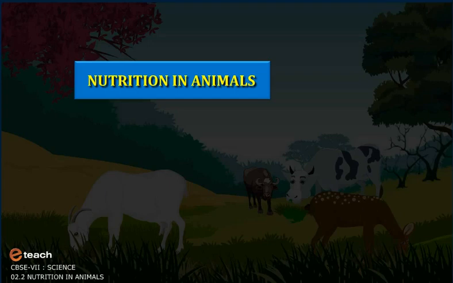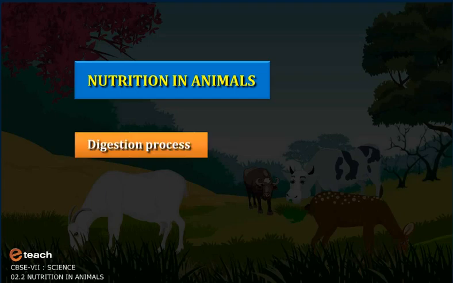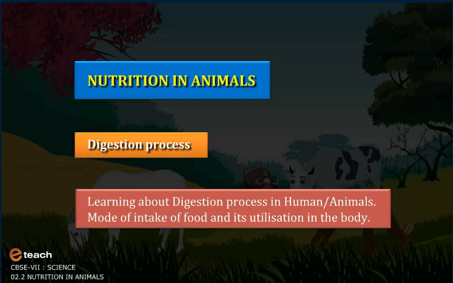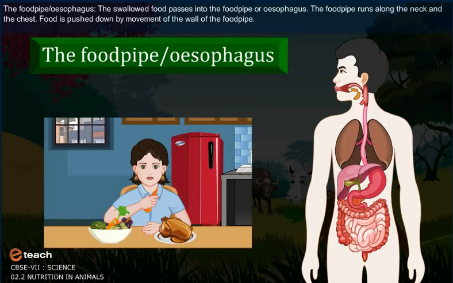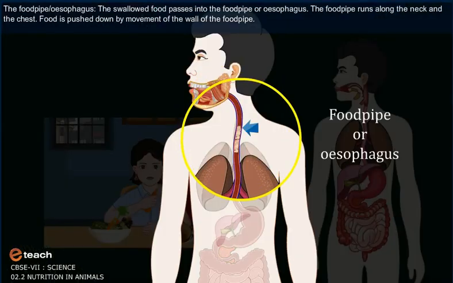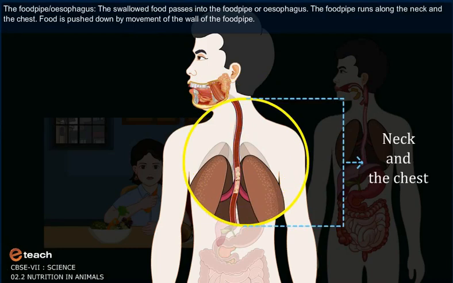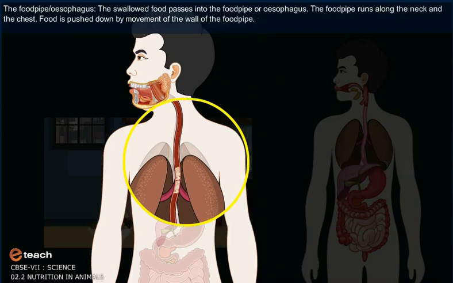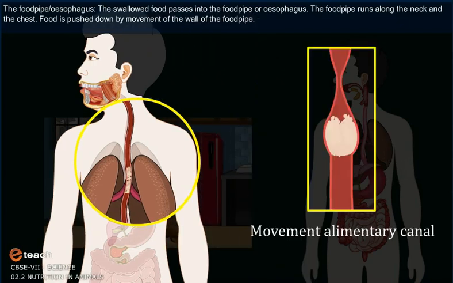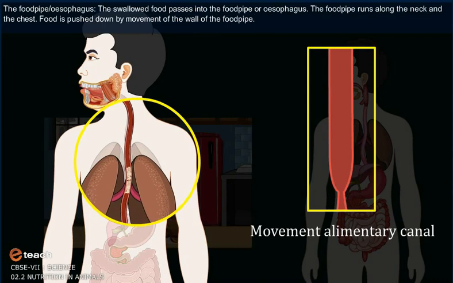Digestion process in animals. Learning about the digestion process in humans and animals, the mode of intake of food and its utilization in the body. The food pipe, esophagus. The swallowed food passes into the food pipe or esophagus. The food pipe runs along the neck and the chest. Food is pushed down by movement of the wall of the food pipe.